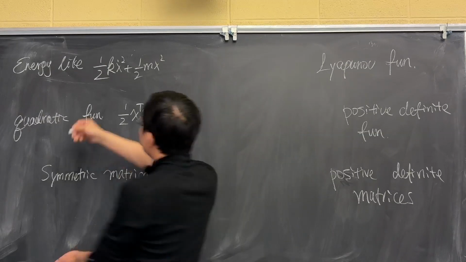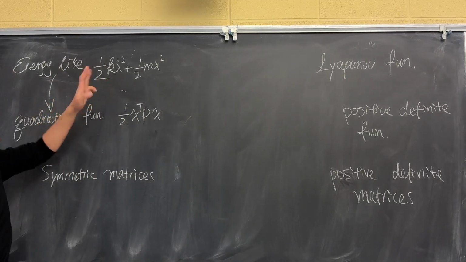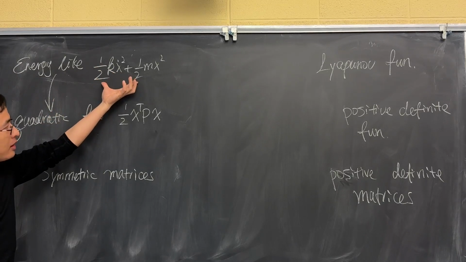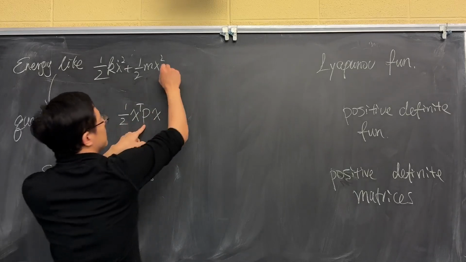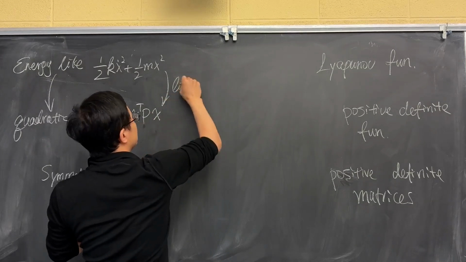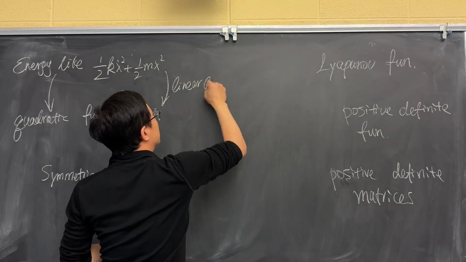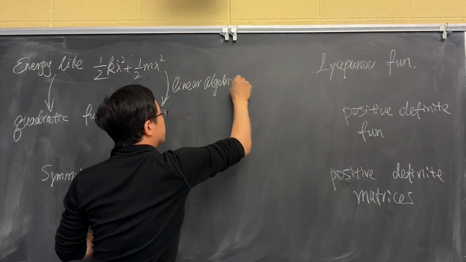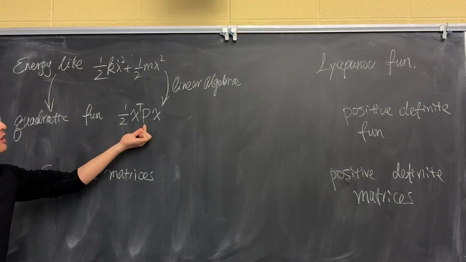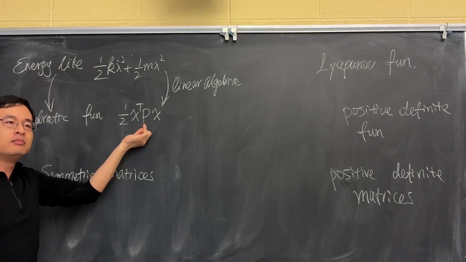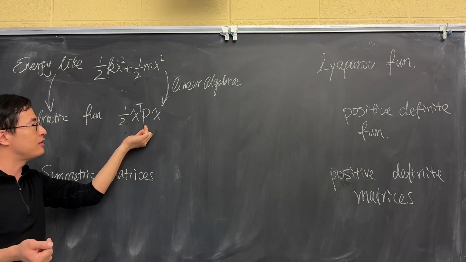We went from a simple concept of energy-like functions, such as kinetic energy plus potential energy. We recognize that these can be more compactly written in this matrix notation using simple linear algebra. And we looked at specific properties of square matrices that will become continuously relevant.